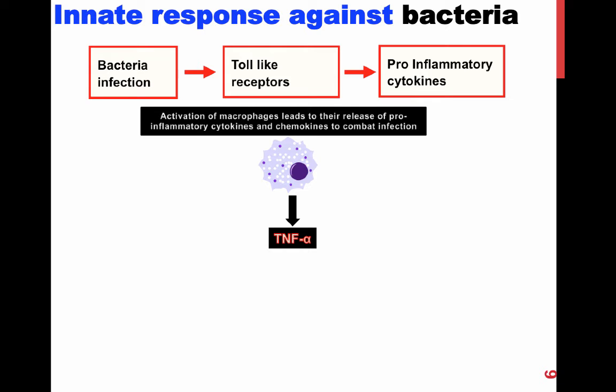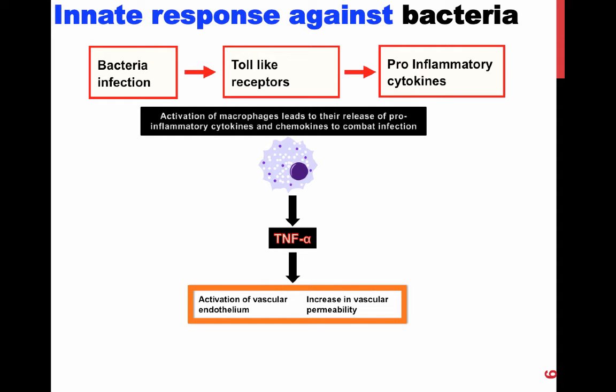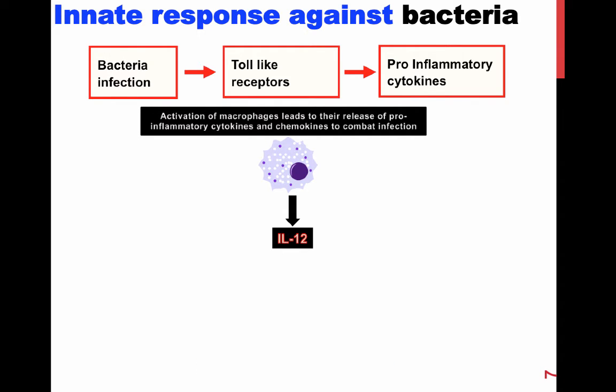Tumor necrosis factor alpha, or TNF-alpha, also activates vascular endothelium. In addition, it increases vascular permeability to help IgG antibodies, complement proteins, and innate immune cells to enter infected tissues. Systemically, TNF-alpha promotes fever, shock, and the movement of metabolites.